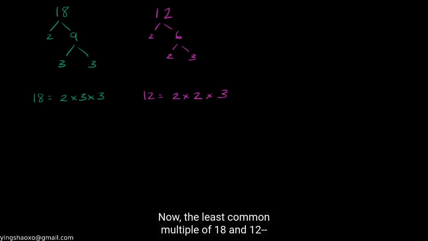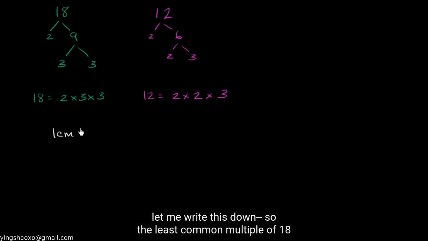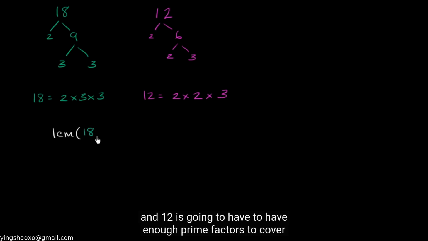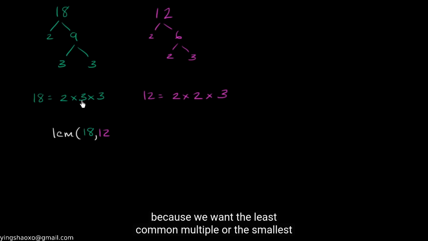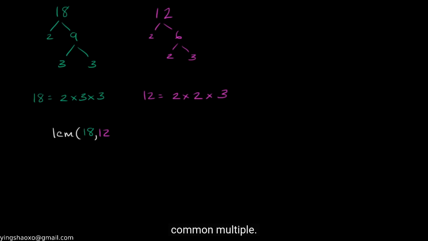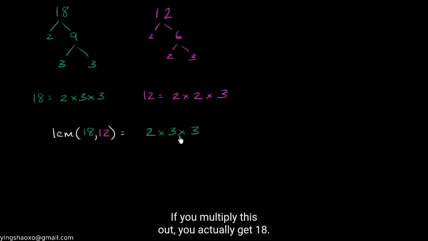Now the least common multiple of 18 and 12 is going to have enough prime factors to cover both of these numbers and no more, because we want the least common multiple, the smallest common multiple. So let's think about it. It needs to have at least a 2, a 3, and a 3 in order to be divisible by 18. So we have to have a 2 times 3 times 3. This makes it divisible by 18. If you multiply this out, you actually get 18.